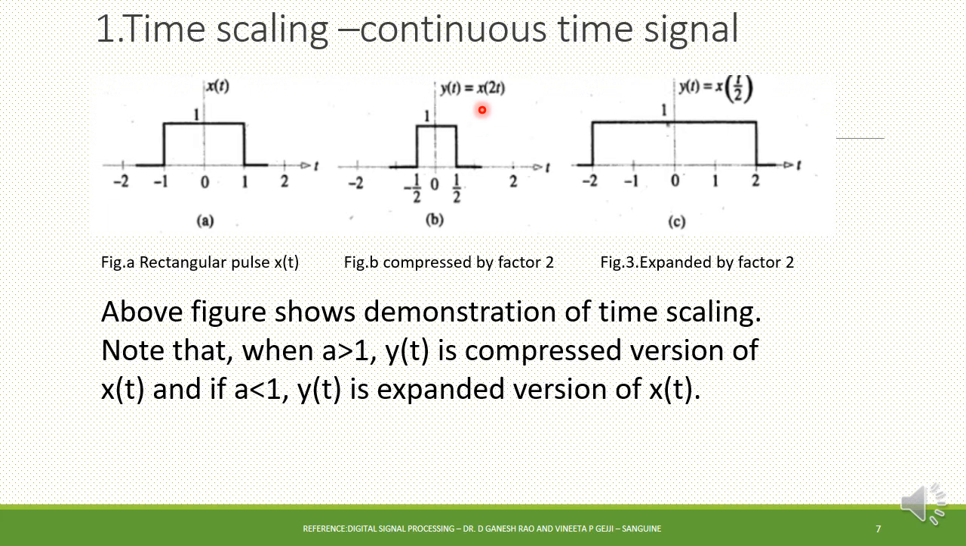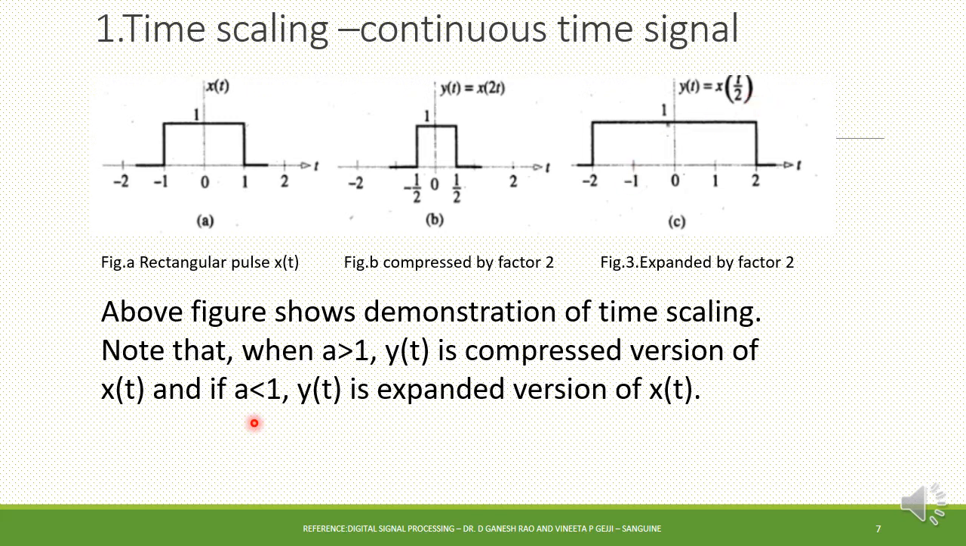So that is why, when you take A equal to 2, you get 1 by 2 and this is minus 1 by 2. That is why I have taken this compressed by the factor 2. Similarly, what happens if A is less than 1? Less than 1 means it is half.